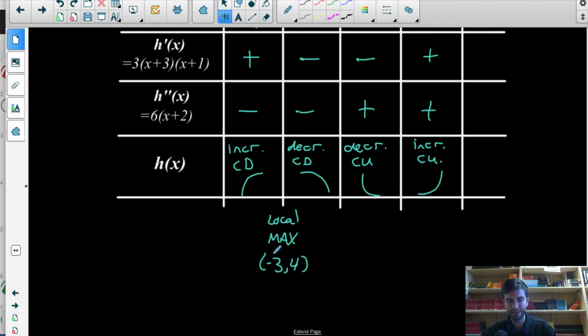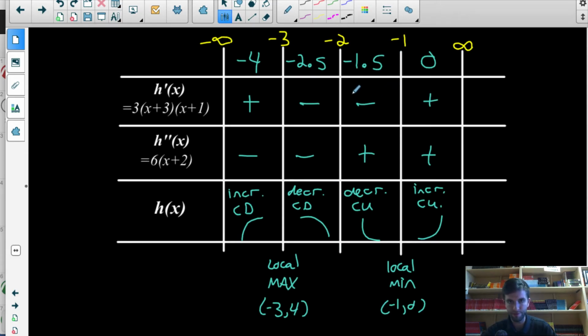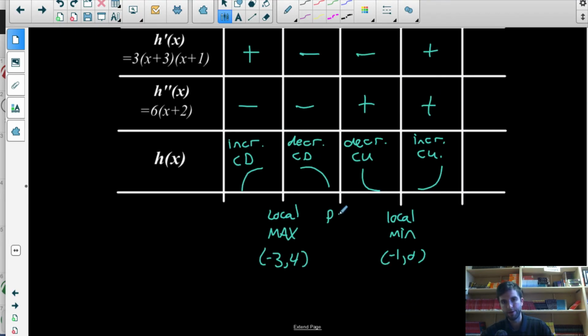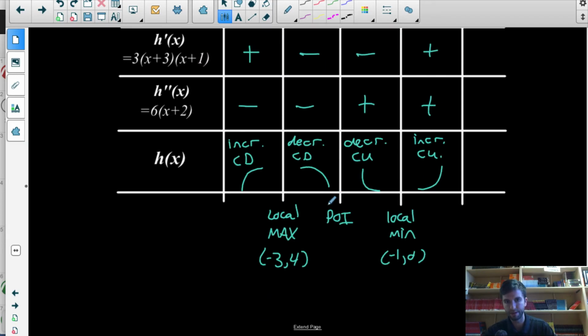So there's a local max at (-3, 4), and I know that because the function was increasing before -3 and then decreasing after -3. So it looks like this, so there's a local max at the point. And I know there's a local min at (-1, 0), and I can tell that because the first derivative tells us the function was decreasing before and increasing after, which means there is a local min. At this point here, I know there's a point of inflection because there's a change in concavity. The second derivative changed from concave down to concave up around the x value of -2. So at (-2, 2), we have a point of inflection because there's a change in concavity.